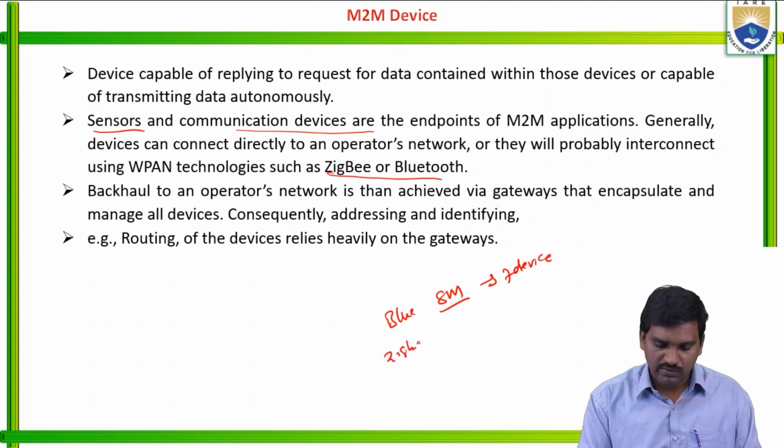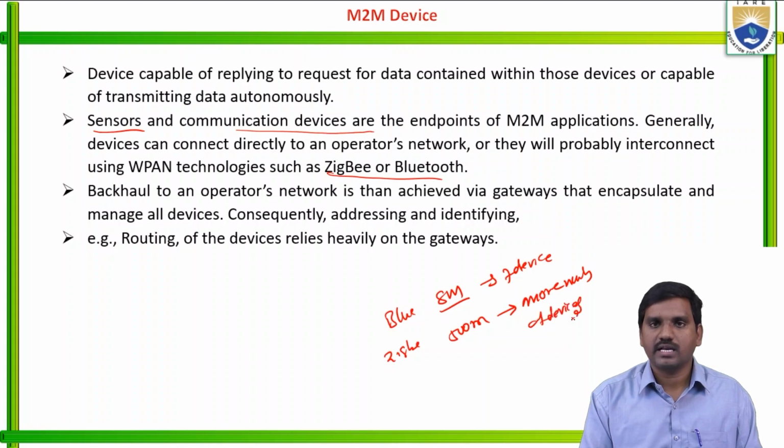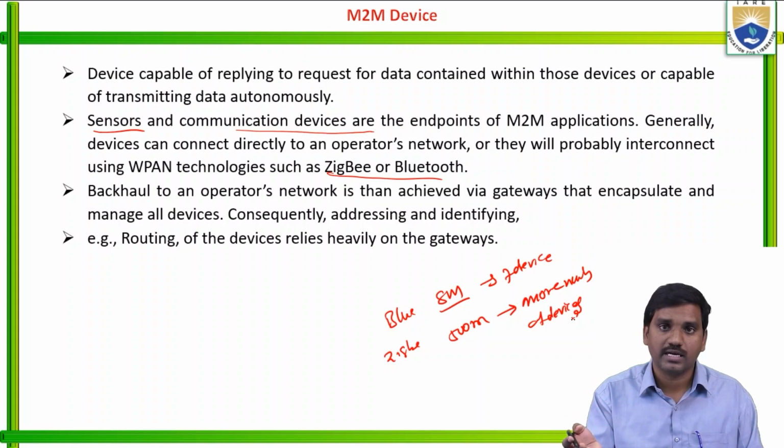Zigbee is available up to 500 meters distance. It can connect more devices at a time. That is the main difference between Bluetooth and Zigbee. Bluetooth is only 8 meters distance, 7 maximum devices. But Zigbee is more than 500 meters, half a kilometer. It can connect more devices at a time, up to 500 or 600. Any number of devices can be connected with such technology.